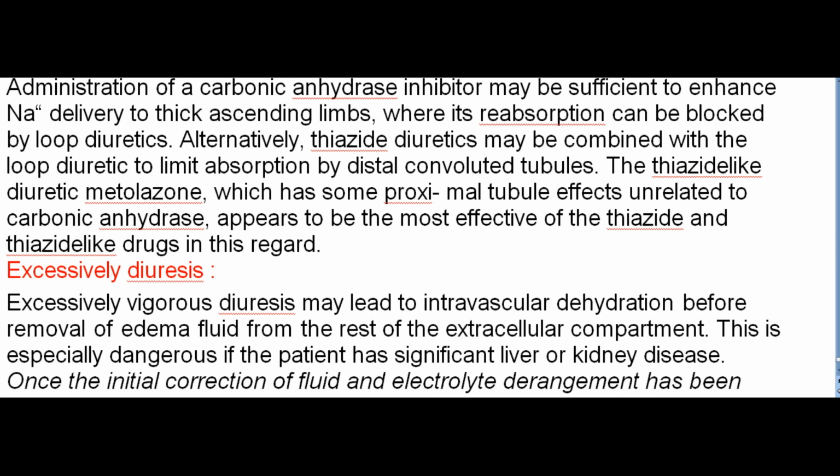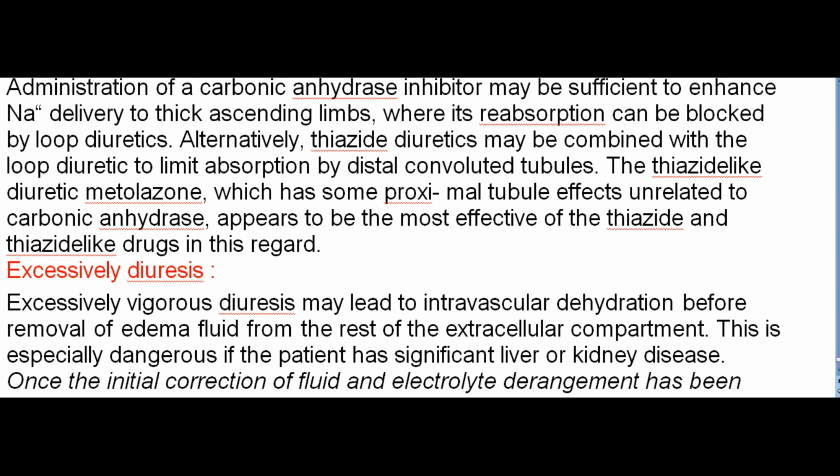Administration of a carbonic anhydrase inhibitor may be sufficient to enhance Na delivery to thick ascending limbs, where its reabsorption can be blocked by loop diuretics. Alternatively, thiazide diuretics may be combined with the loop diuretic to limit absorption by distal convoluted tubules. The thiazide-like diuretic metolazone, which has some proximal tubule effects unrelated to carbonic anhydrase, appears to be the most effective of the thiazide and thiazide-like drugs in this regard.